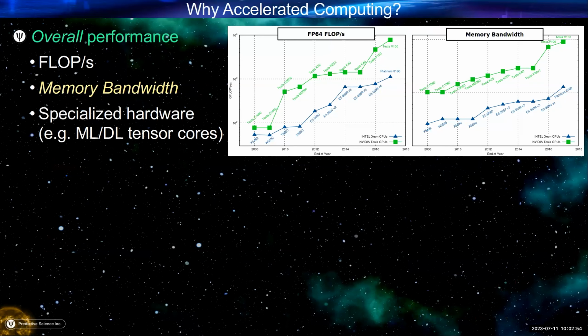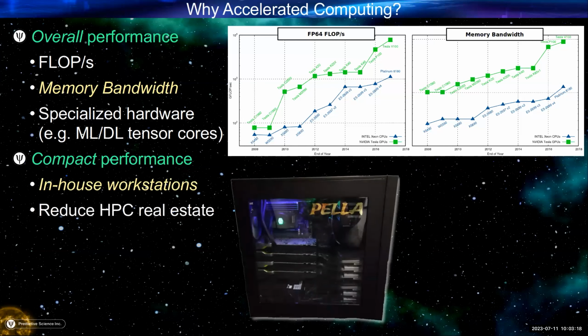So why use accelerated computing? Well, the first reason is overall performance. GPUs versus CPUs, over decades now, have had larger flops, more memory bandwidth, and recently specialized hardware like machine learning and deep learning tensor cores. In our case, the memory bandwidth is what speeds up our codes. And it also has compact performance. This is a picture of our in-house workstation called Pella, which has 4 GPUs in it. And we can do pretty hefty simulations just on a single desktop on a regular 120 volt line.